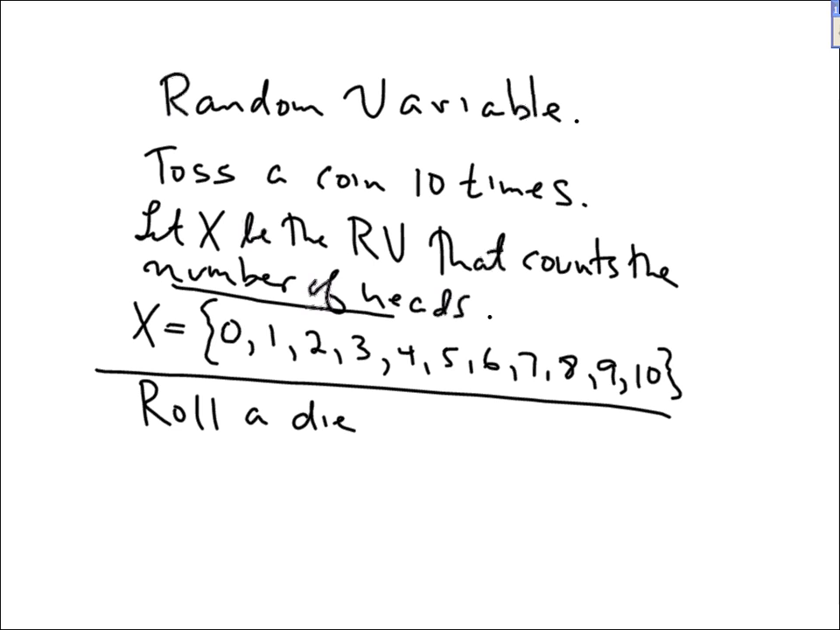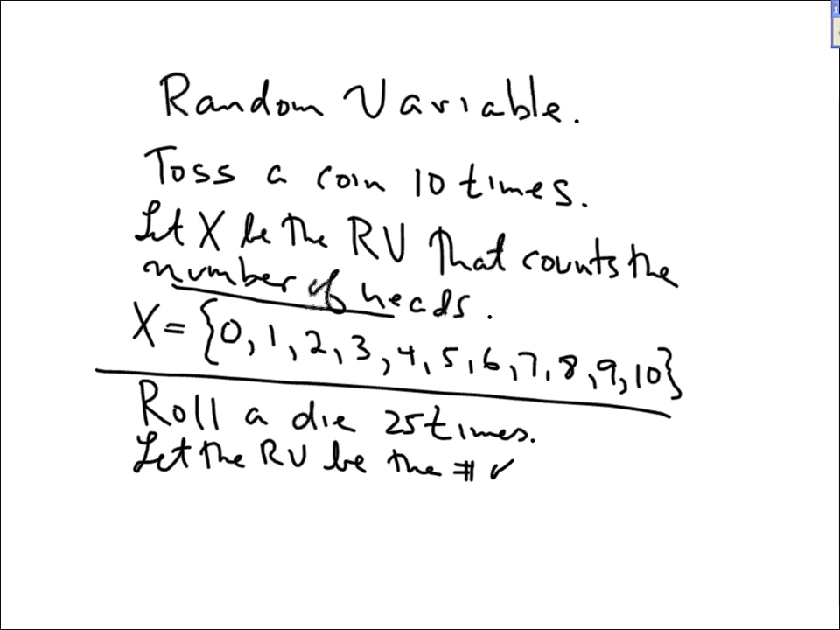Roll a die 25 times. Let the random variable X be the number of fives. So the values that X can take on, well, if you roll a die 25 times, you could have gotten 0 fives. Could have been everything but a 5. Or only one of them could be a 5. Or maybe only two of them were a 5. Or 3. Or all the way up to 14 fives.